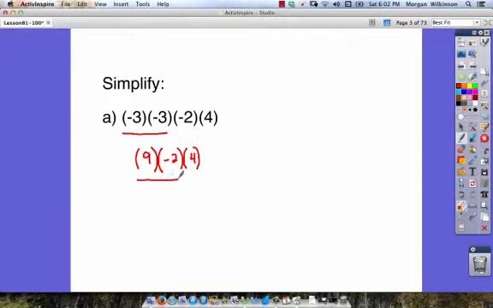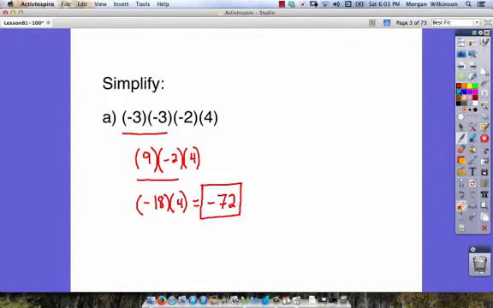Positive 9 times negative 2 first. We're saying what's the opposite of a positive? Well, that's a negative. So negative 2 times 9 is negative 18. And then we have negative 18 times 4. Well, 18 times 2 is 36. And if we double 36, we get 72. And we're looking for the opposite of a positive. The opposite of a positive is a negative, so our answer must be negative 72. We could box it and move on to the next question.